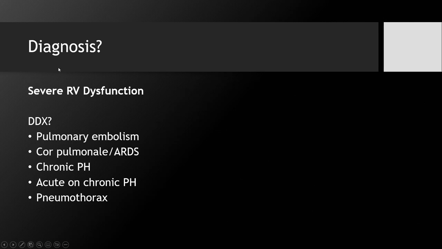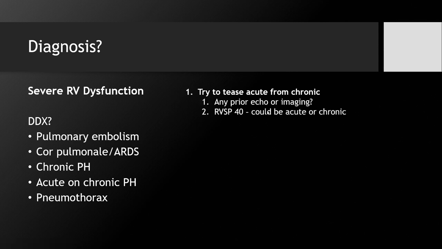So you're seeing this, the echo would look the same. You'd have this severe RV dysfunction, right? A dilated RA, that might be the cause of the TR, but you still have quite a wide differential diagnosis. So what do you do? So one of the first things you want to do is try to tease apart whether or not it's acute or chronic. I think if someone's in the ICU and you see that, even if you don't know them, you'll probably be assuming that this is related and not just an innocent bystander. But any prior echo or imaging, of course, will be extremely helpful in making that determination.